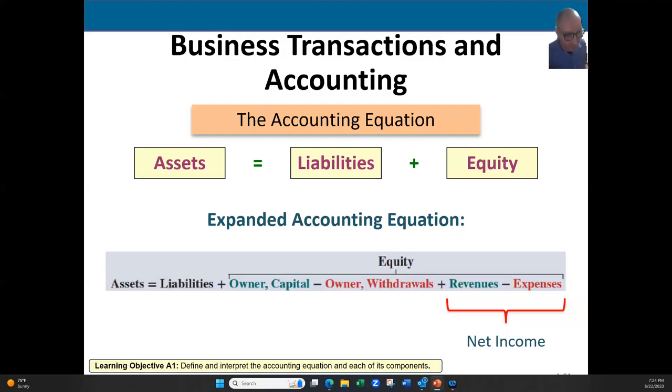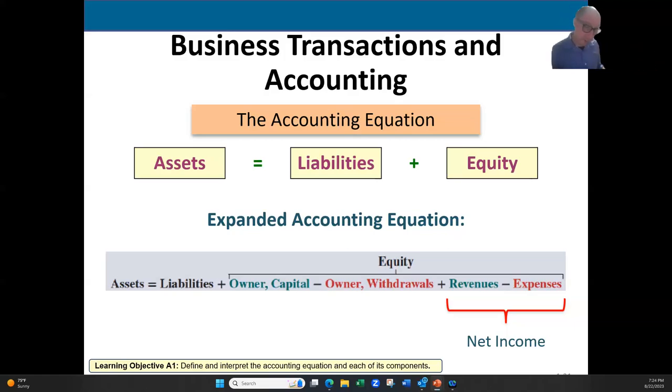I'm going to break it down. Assets. Assets is what the company owns or controls. This includes things like cash. Cash is an asset. The reason why cash is an asset is because I can use cash to invest in the business.